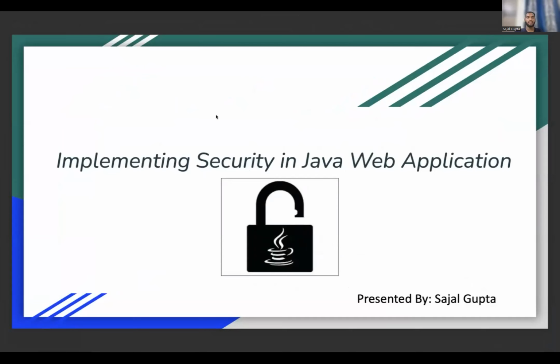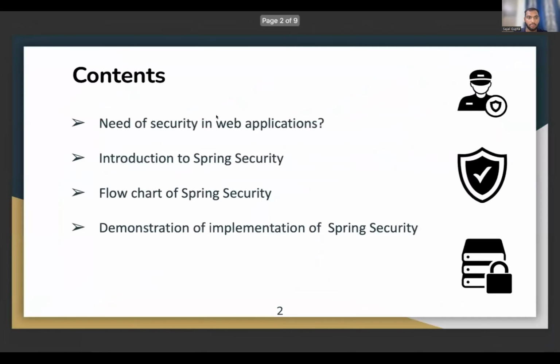Now, my next presentation is on implementing security in Java web applications. The contents we will cover: first we will see what is the need of security in web applications. Then for the solution part, we will come to the introduction to Spring Security. After that, we will get to know about the flowchart of Spring Security, how it works and what the processes are during it. And later on, we will go to the demonstration of implementation of Spring Security.